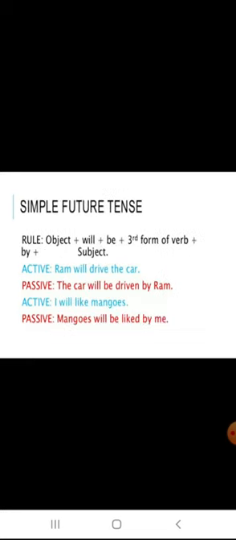Then simple future. First the object will be there, then will be plus the third form of the verb plus by subject. Ram will drive the car. The car will be driven by Ram. I will like mangoes. Mangoes will be liked by me.